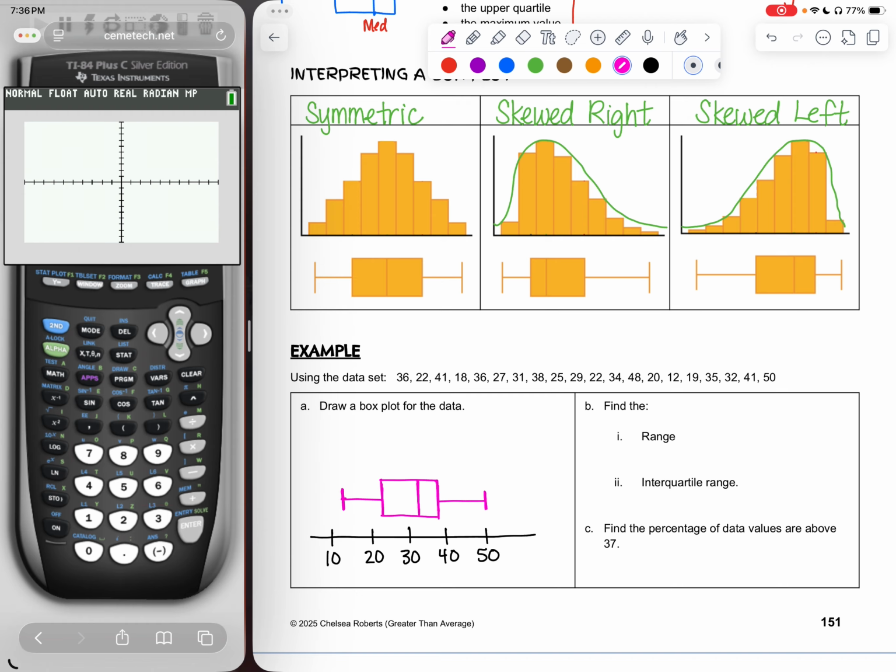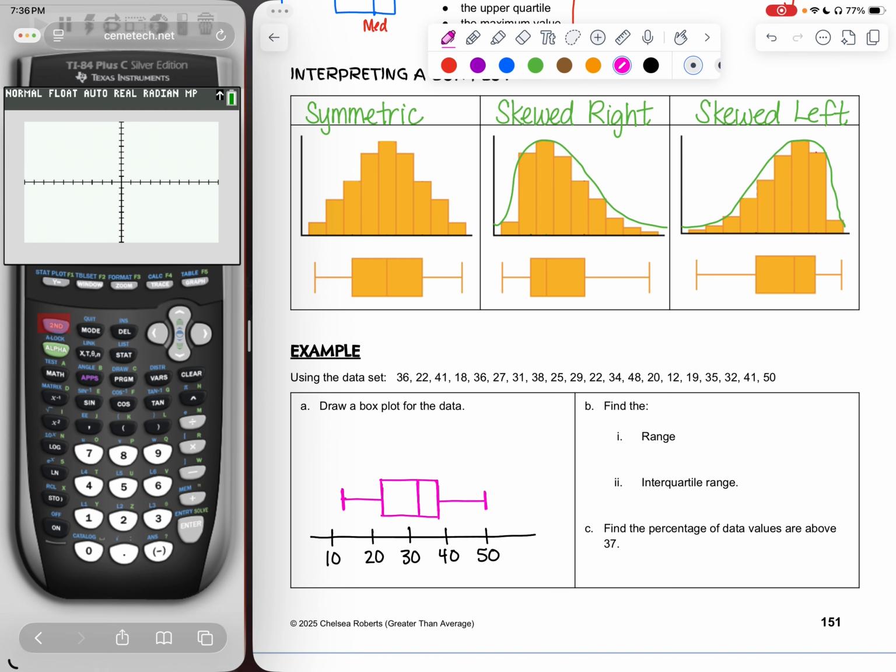So when we graph this, we can tell that the graph is coming up blank. The reason why this graph is coming up blank is more than likely you do not have your statistics plot turned on. If you look above the Y equals button, you will see it says stat plot.